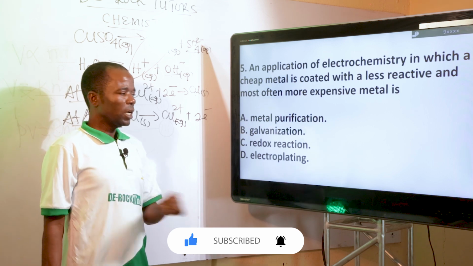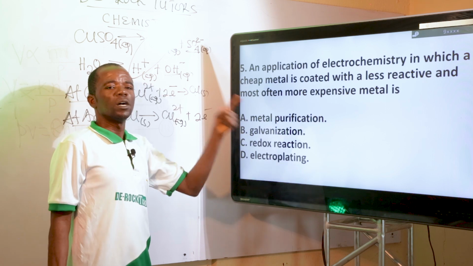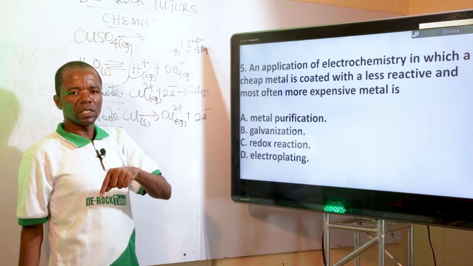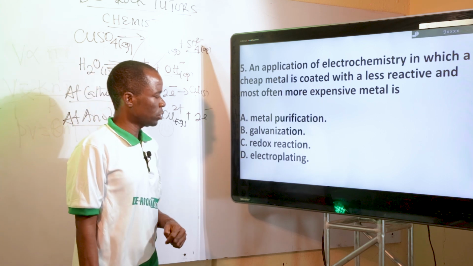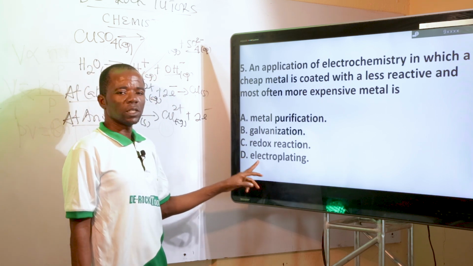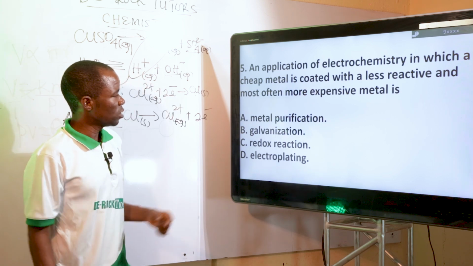And it should be noted that during electroplating, the material to be electroplated is made the cathode, while the electroplating material is made the anode. So the correct answer for this is option D. Don't forget that electroplating is also one of the ways of preventing rusting. Let's go to number 6.